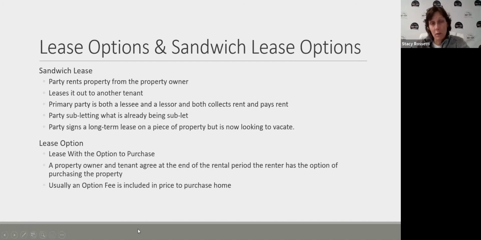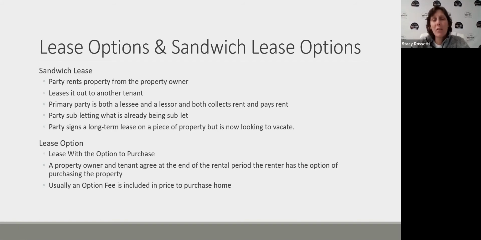Lease options. No matter what time, up cycle or down cycle, lease options is the way to go. Options and lease options, you're always going to hear about this. Now, sandwich lease options and lease options are good with pretty houses. This is a pretty house thing most of the time.